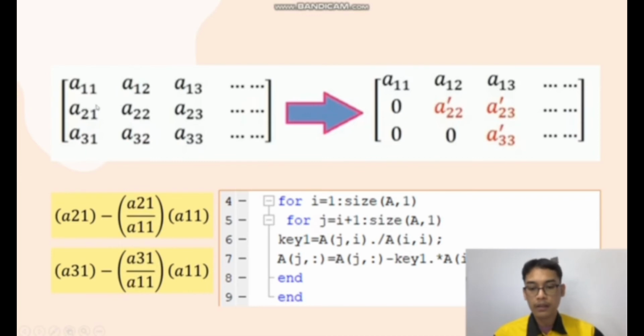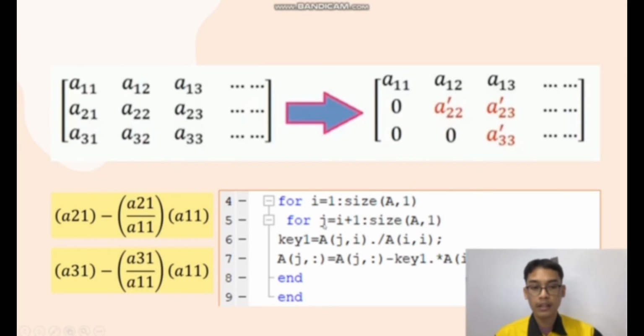So for this part, we focus on these two parts. We will write this part as A(3, :). Because we have many numbers, we will have A31, A32, and A33, so we use colon as the index n, so it will increase. That's why we put here J equal to I plus 1.